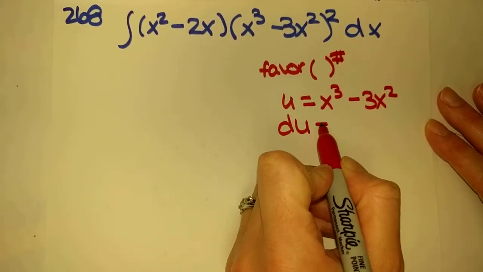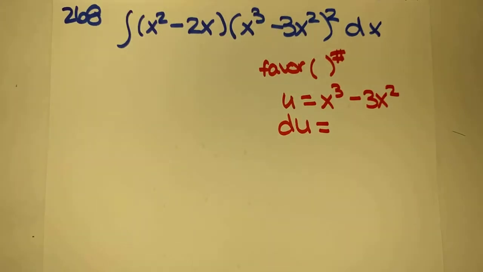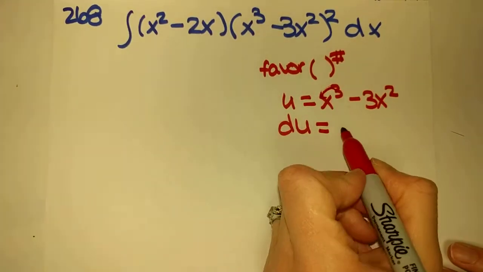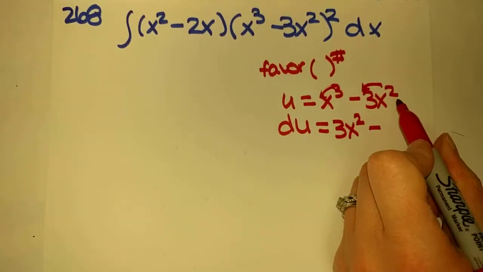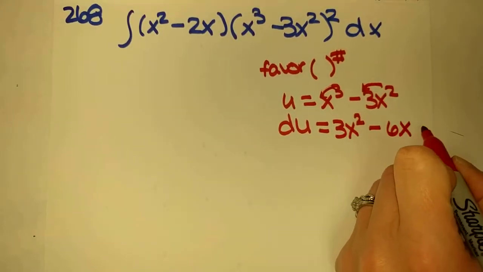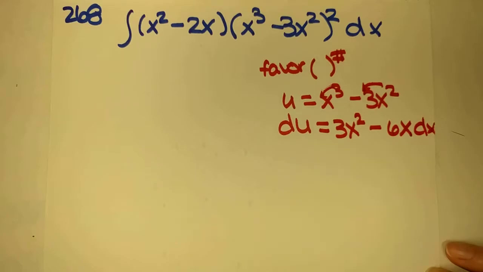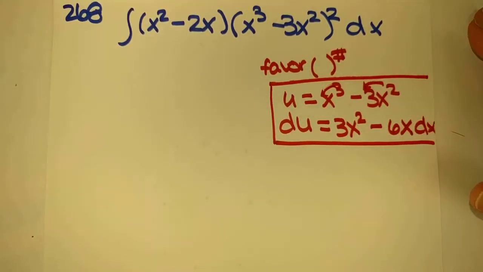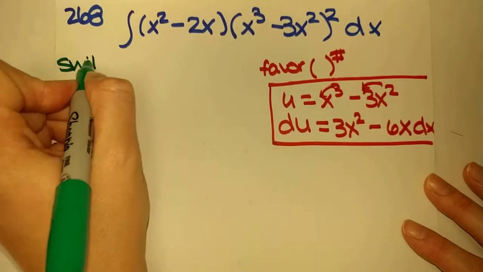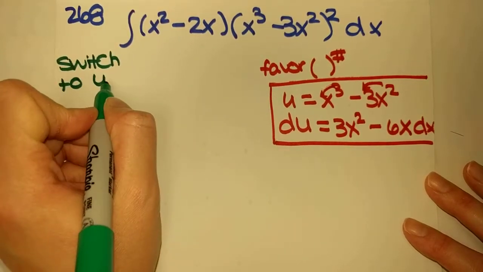And that leaves us for our du. Remember, derivative, so we're dropping things. So we drop down the 3, we get 3x squared, minus drop down the 2, we get 6x dx. All right, so with that initial u and du chosen, let's see if we can successfully switch this entire integral in terms of u. So we want to switch everything to u.